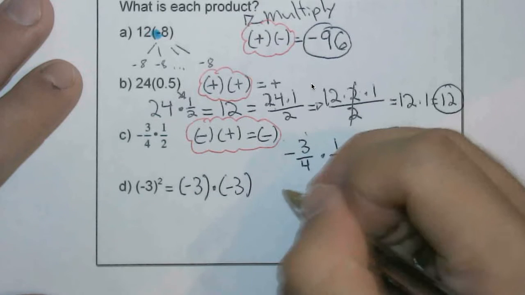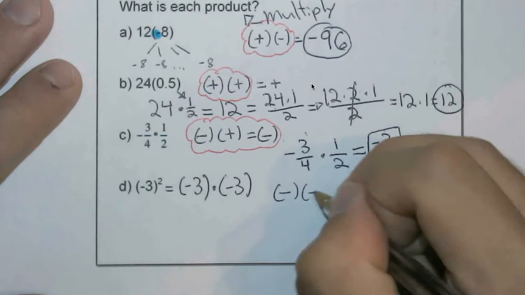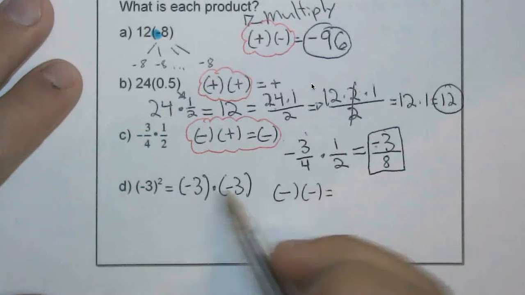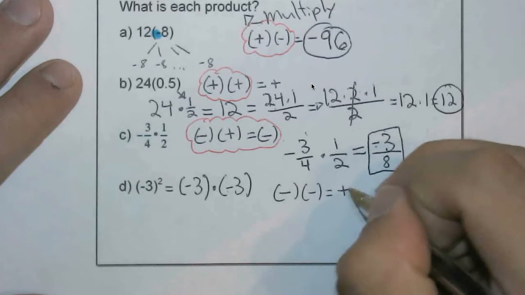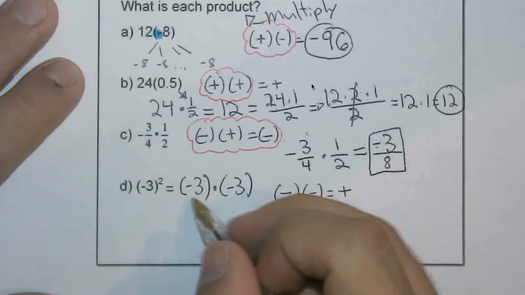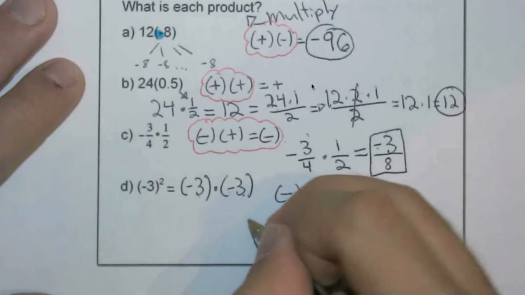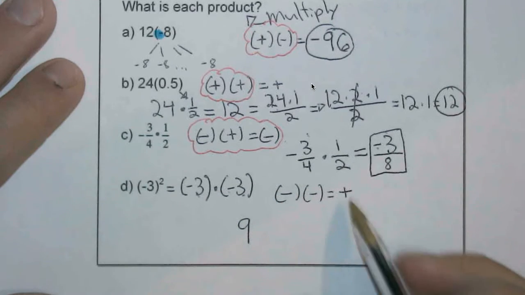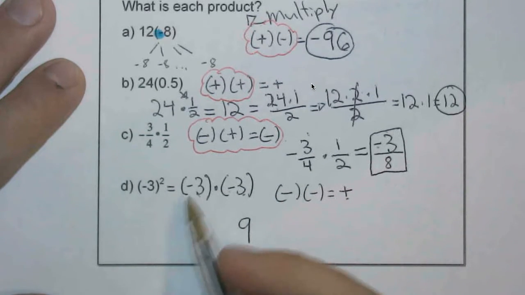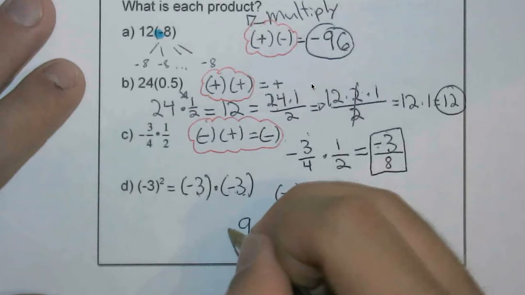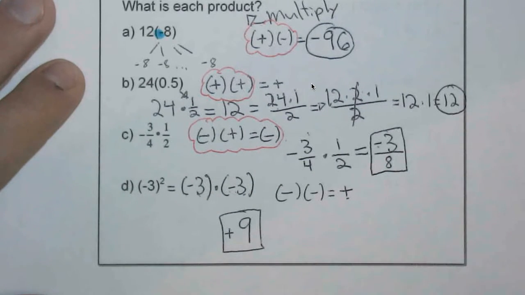Hopefully you're saying, since this is a negative times a negative, again we have two negatives, so we need a positive outcome. So if we multiply 3 times 3, that definitely gets us 9. And notice that our answer has to be positive because these are both negative 3's. So our answer here is positive 9.